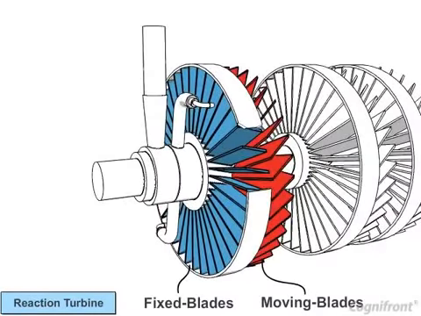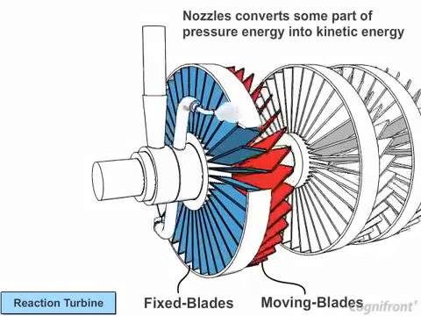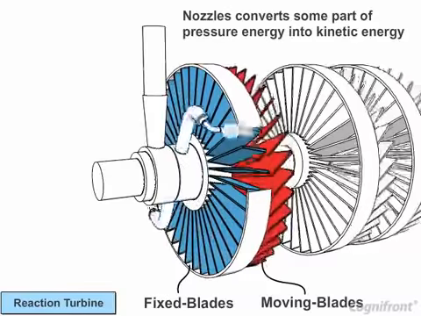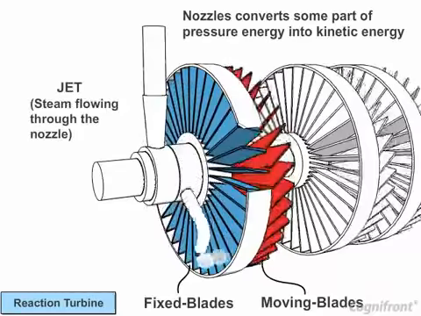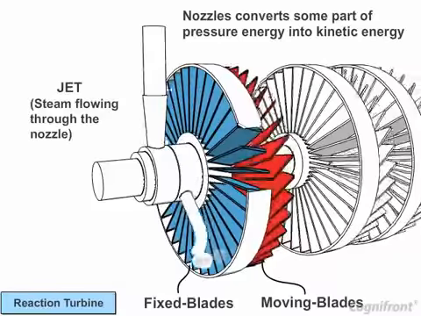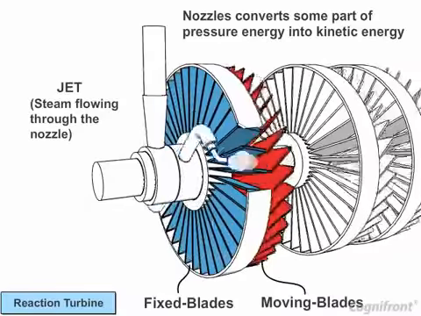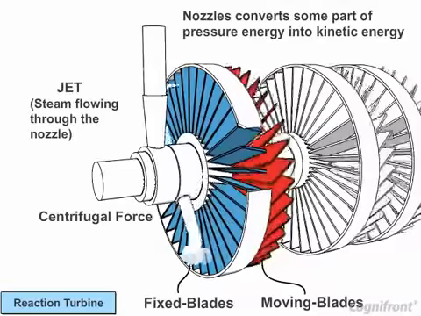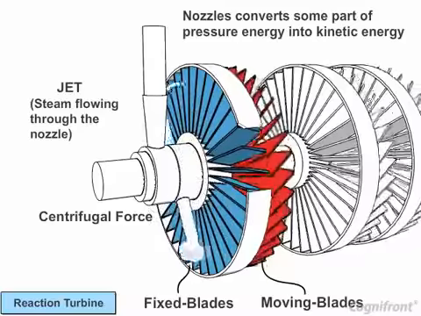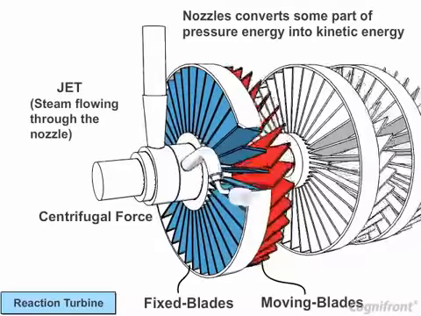Now, let us focus on the working of a reaction turbine. In this turbine, the nozzles are attached to the guide wheel. These nozzles convert some part of the pressure energy into kinetic energy. The steam flowing through the nozzle is called a jet. This jet is passed through the moving blades with pressure and kinetic energy. The steam molecules exert force on the blades and this causes the turbine runner and shaft to rotate.